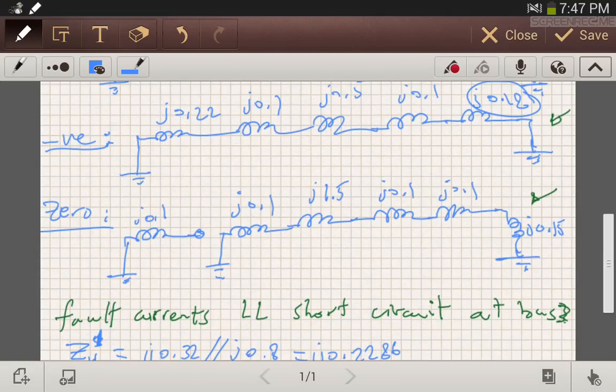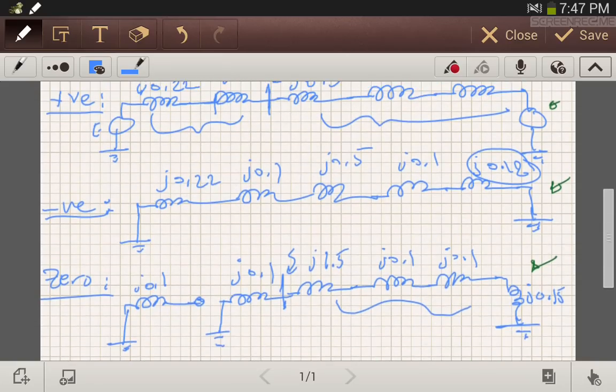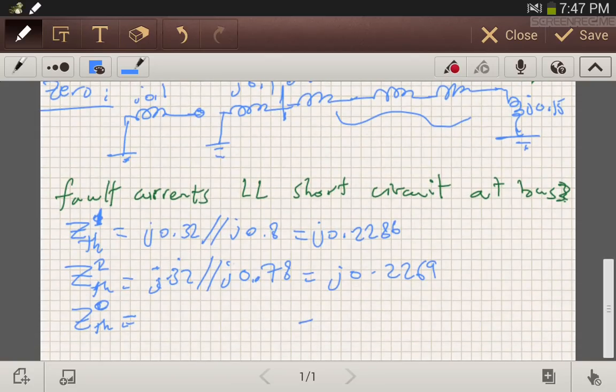For the zero sequence, the fault is at this bus, so it's going to be J1.5 plus 0.1 plus 0.1 plus J.015, and it will equal J.9487 per unit.